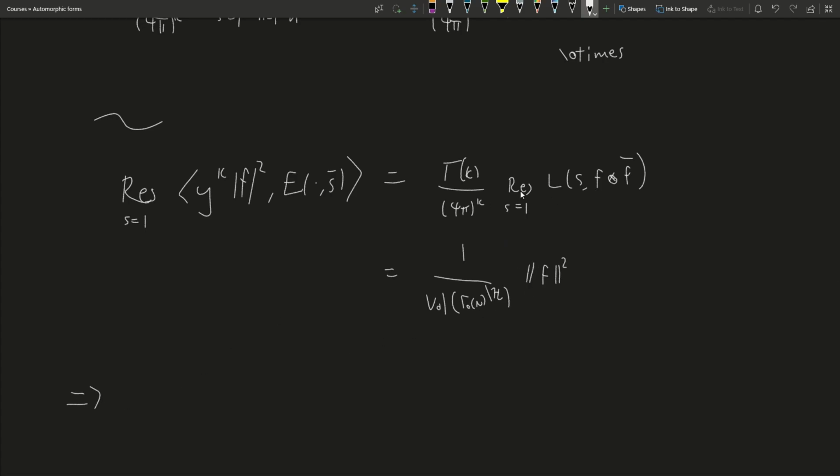So just comparing these two things gives us the residue. The residue at s equals 1 of this convolution L function is equal to, and then we can just rearrange, 4 pi to the k divided by gamma of k times the volume of gamma naught n quotienting the upper half plane times the norm of f.